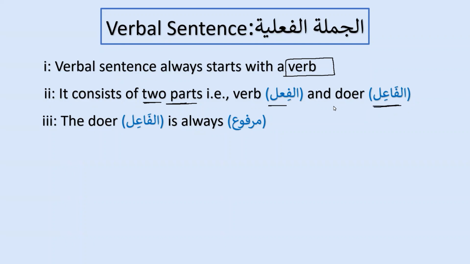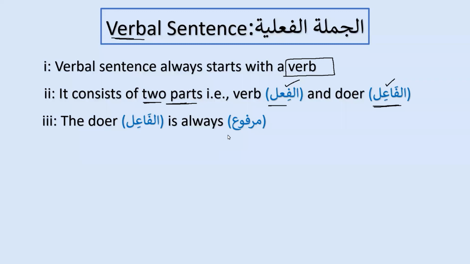Now, if you remember about al-jumlatul ismiyah, we have seen that it also consists of two parts, the subject, mubtada'un, and the predicate, khabarun. And similarly, jumla fi'liyah, a verbal sentence, also consists of two parts. One is the fi'l and the other is the fa'il. It cannot be complete without the verb and the doer.